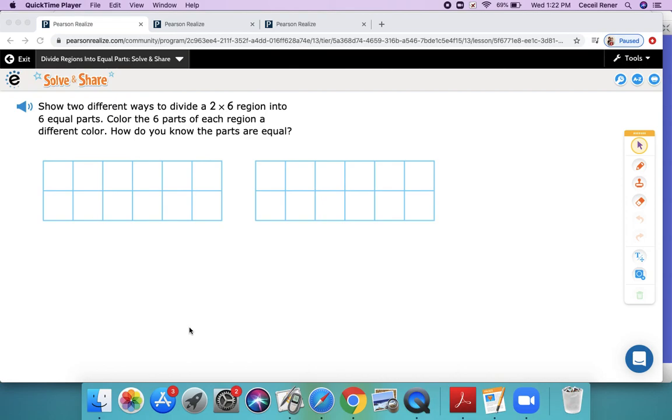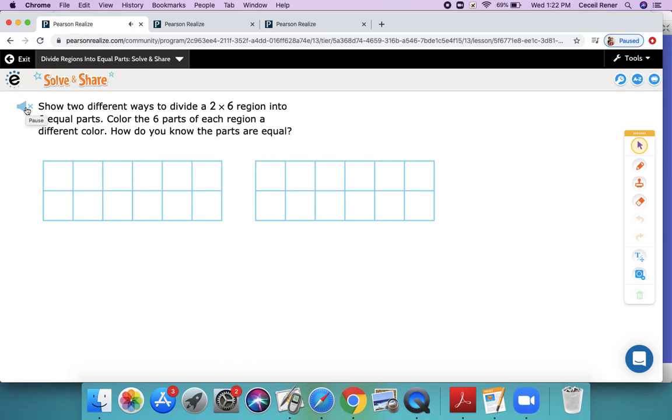Today we are doing lesson 9, divide regions into equal parts. This is in the step up to grade 3 on page 953. Let's look at the solve and share. Show two different ways to divide a 2 times 6 region into 6 equal parts.